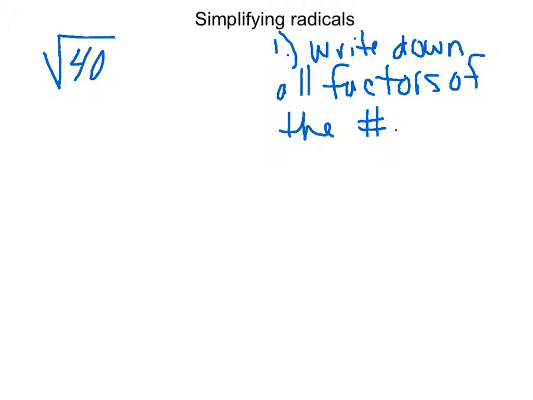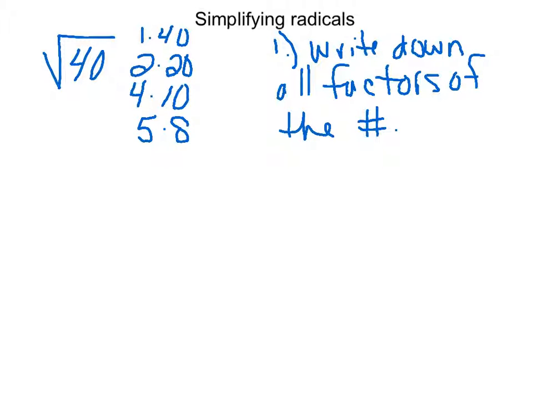So the number that we're looking at is 40. We have 1 times 40. We have 2 times 20. 3 does not go into 40. 4 goes into 40, 4 times 10. 5 also goes into 40, 8 times. 6 doesn't go into 40. 7 doesn't go into 40. 8 does, which we've already accounted for. So those are our factors of 40.